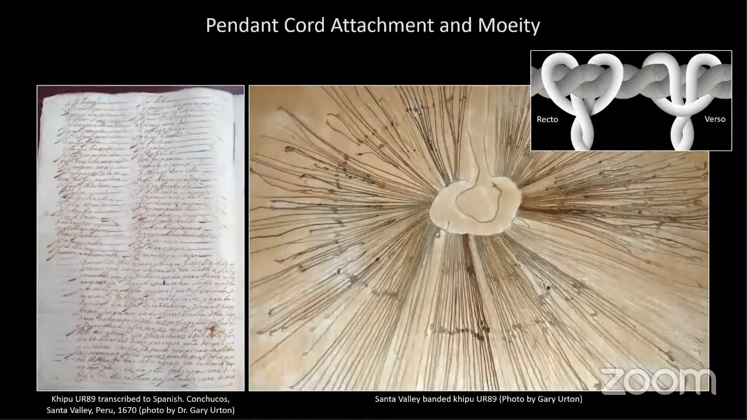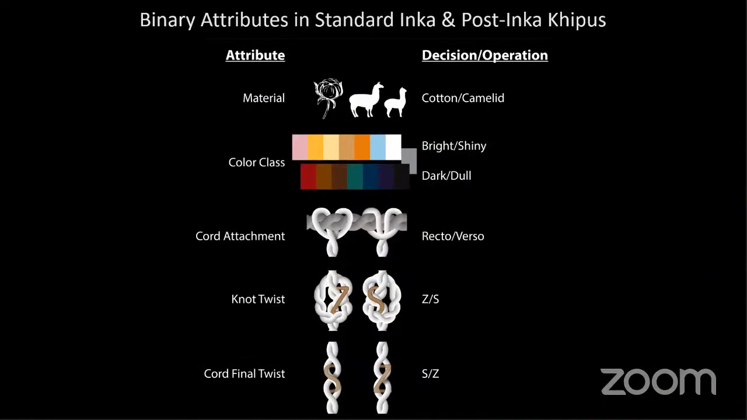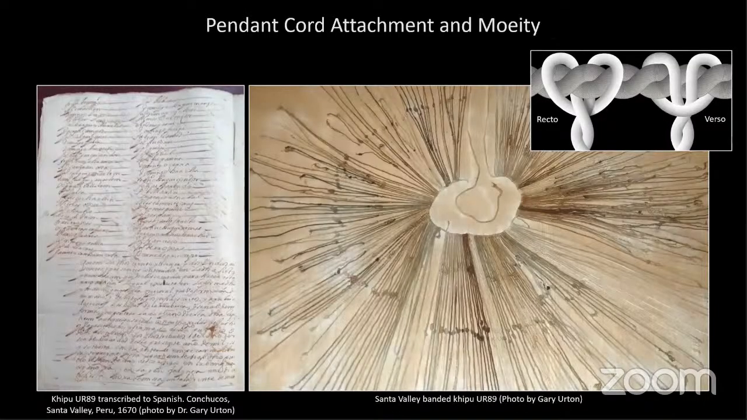Okay. So these, as I said, these attributes encoded dualistic information such as moiety affiliation, which refers to the traditional division of Andean communities into upper and lower groups. For instance, Manny Medrano was able to determine that cord attachments signified moiety information in a group of colonial Khipus from the Santa Valley. This work was made possible because Urton had discovered a colonial document, shown here, the contents of which he was able to match with the Santa Valley Khipus.